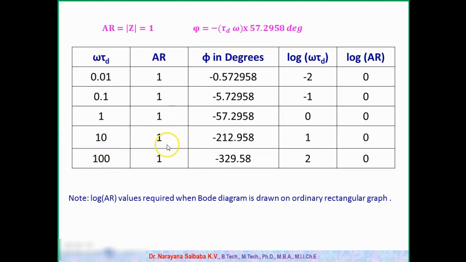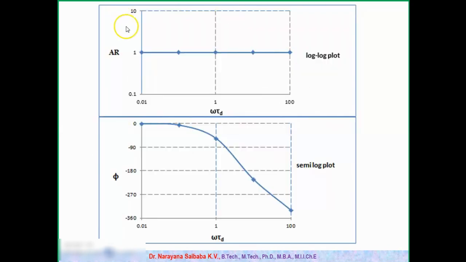Corresponding AR values we have calculated. See here, the AR term does not have any omega. That means AR is independent of frequency. So for all frequencies, the AR value will be 1 only. The phi term has an omega term, so it will vary. We get different values of phi for different values of omega. Once we get the AR and phi values, by using this table you can draw the Bode diagram. If you use an ordinary rectangular graph, you have to calculate log omega tau d as well as log AR values. Once you complete the table, you can draw the Bode diagram.